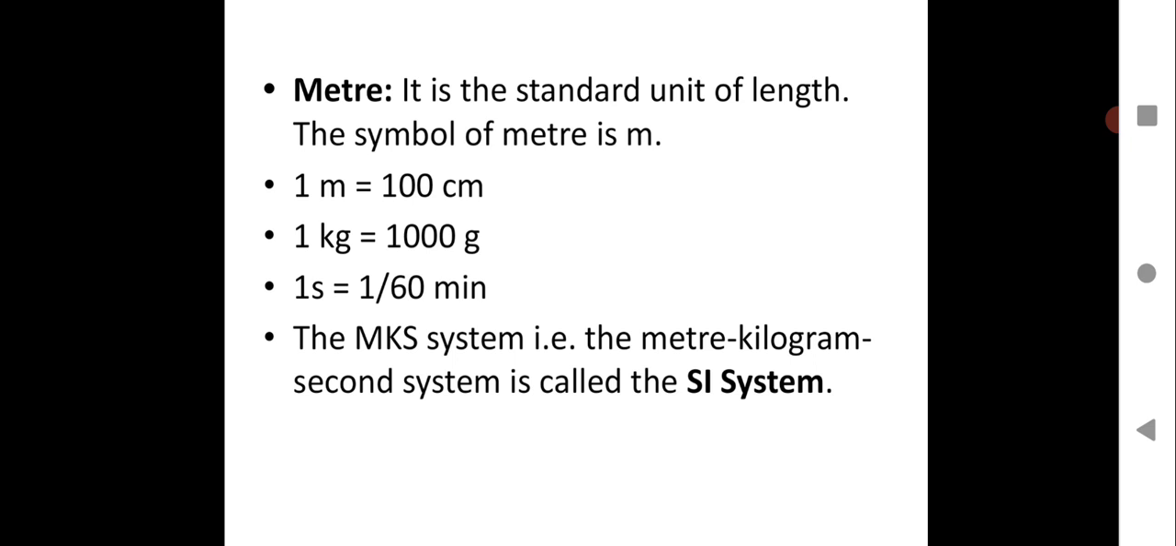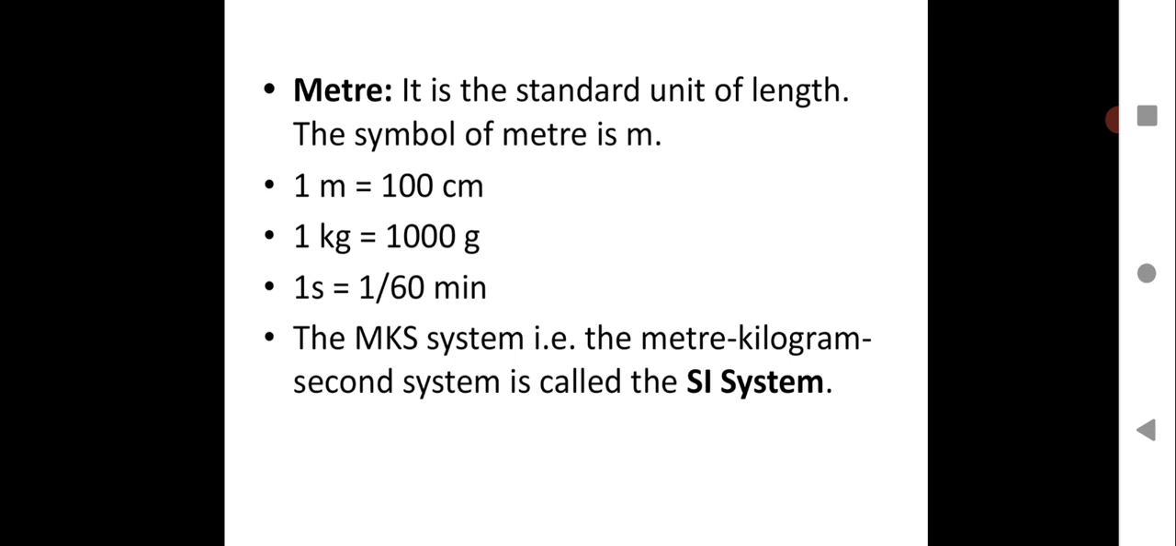Meter. Now let us see a standard unit of length, how you can convert meter into centimeter, and the other units also we will see. So first of all, meter is the standard unit of length. When you are measuring a length, you have to use a standard unit, and that is meter. The symbol is m, and 1 meter is equal to 100 centimeter. Please take this down. And the other SI unit also you have to take it down.